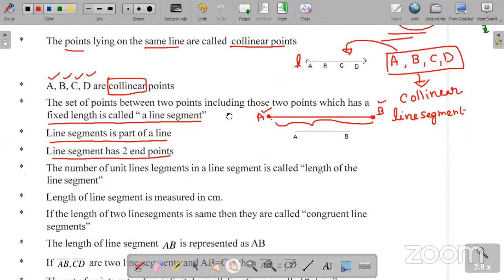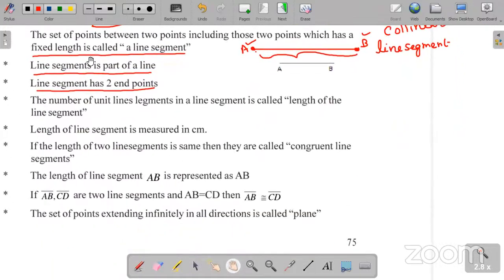The number of unit line segments in a line segment is called the length of the line segment. The length of a line segment is measured in centimeters. So the unit for length is the centimeter.